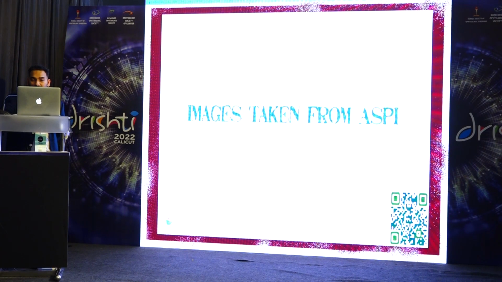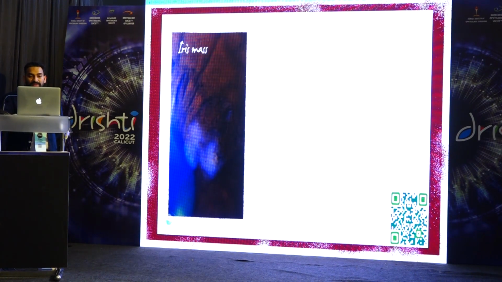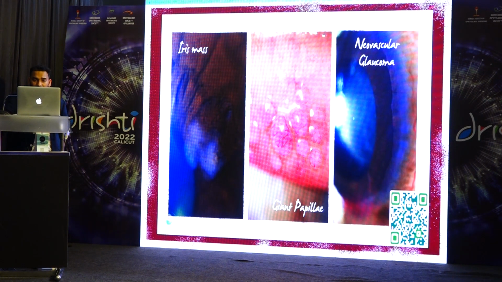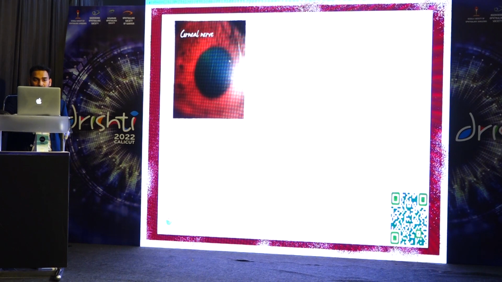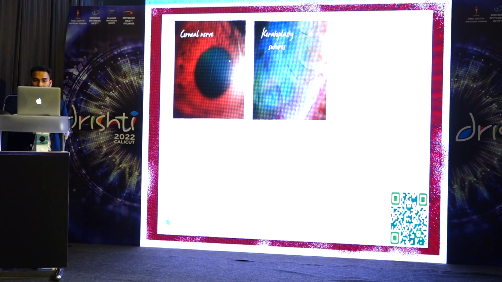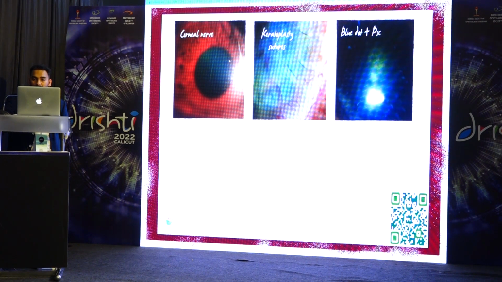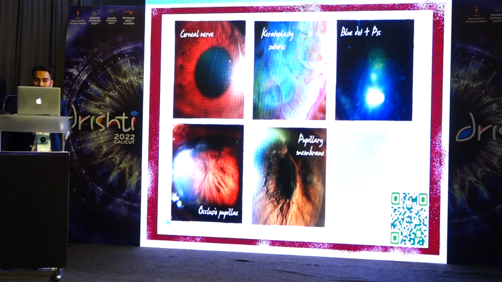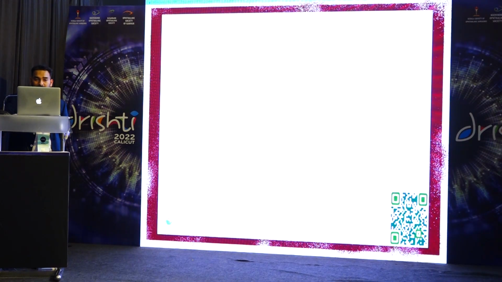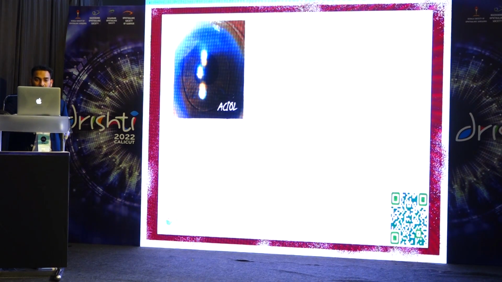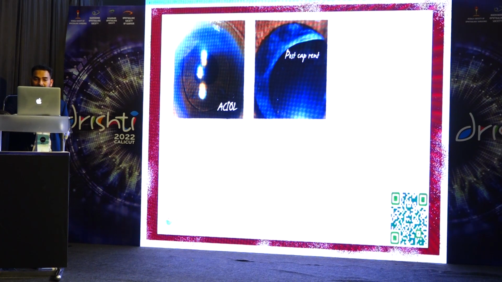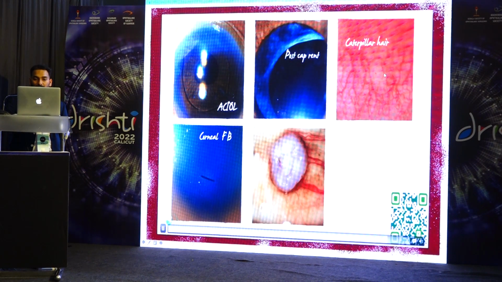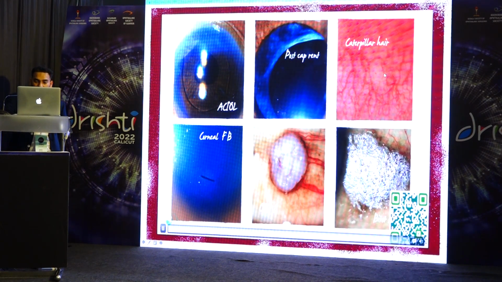Here are a few of the images taken from ASPE. This is iris mass, giant papillae, neovascular glaucoma, corneal nerves, keratoplasty sutures, blue dot cataract with PSC, occlusio pupillae, pupillary membranes, hypopyon, ACIOL, posterior capsular rent, caterpillar hair, corneal foreign body, OSSN, bite spot.